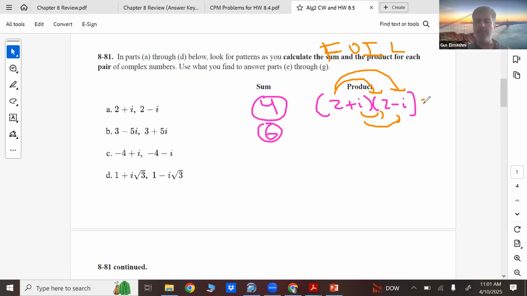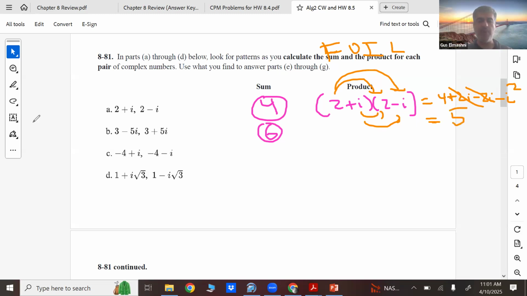So you get 4 plus 2i minus 2i and minus i squared. Be very careful. What happens to the 2 i's? What's i squared? -1, but it's a minus and negative. So it becomes 5.